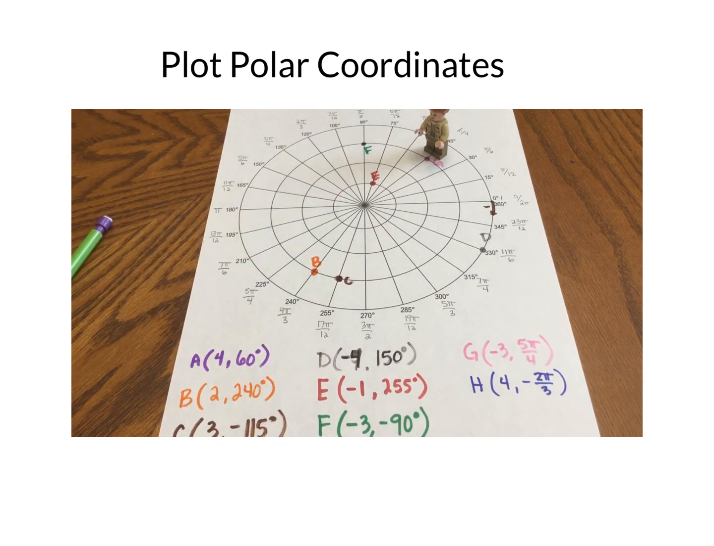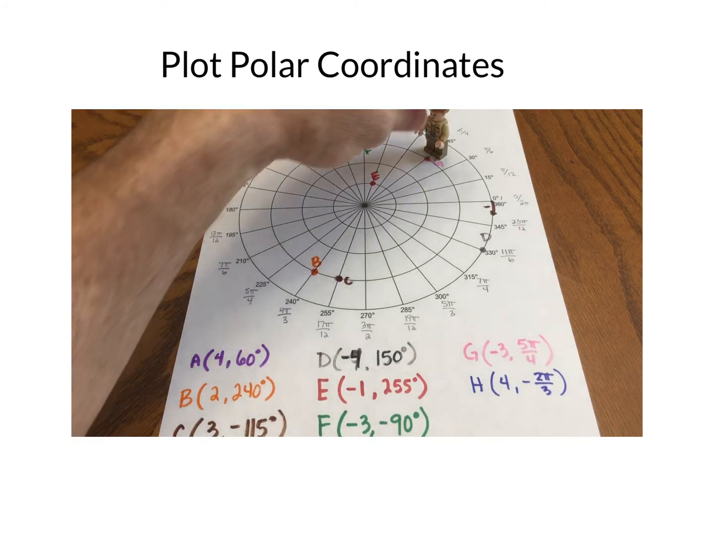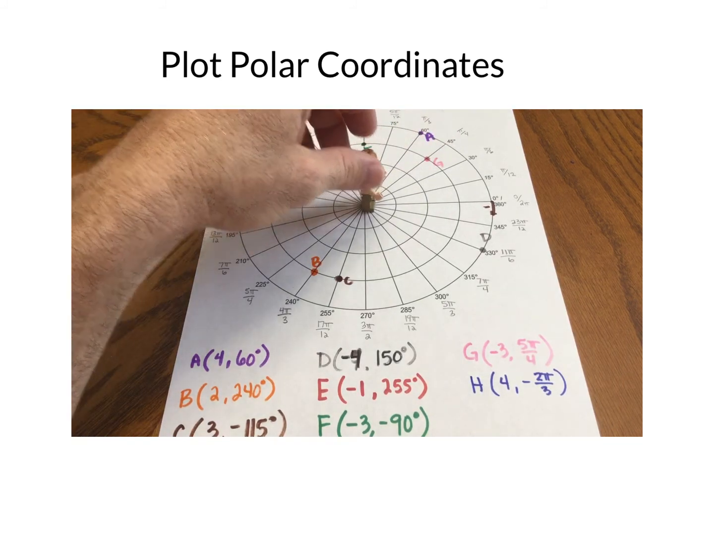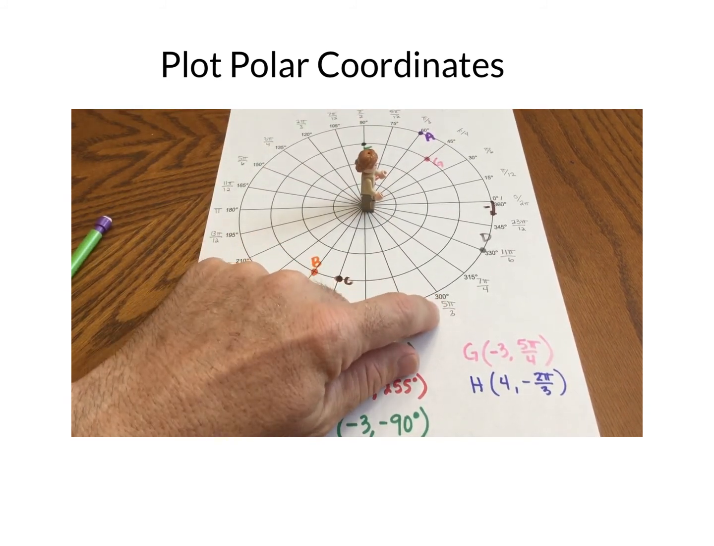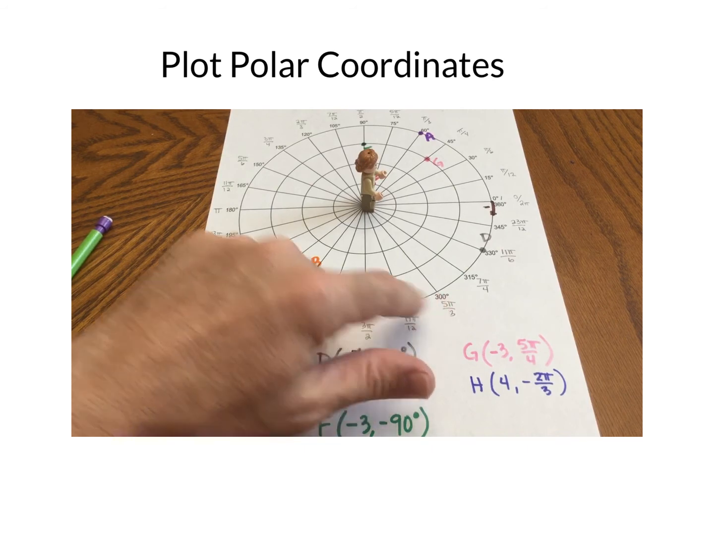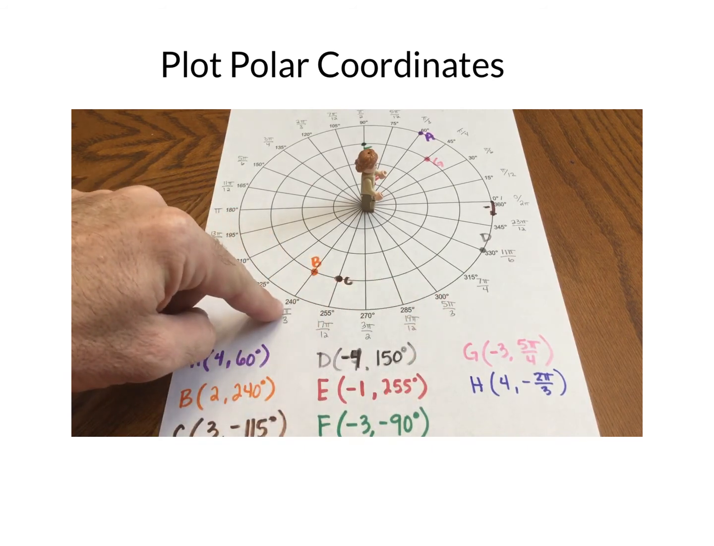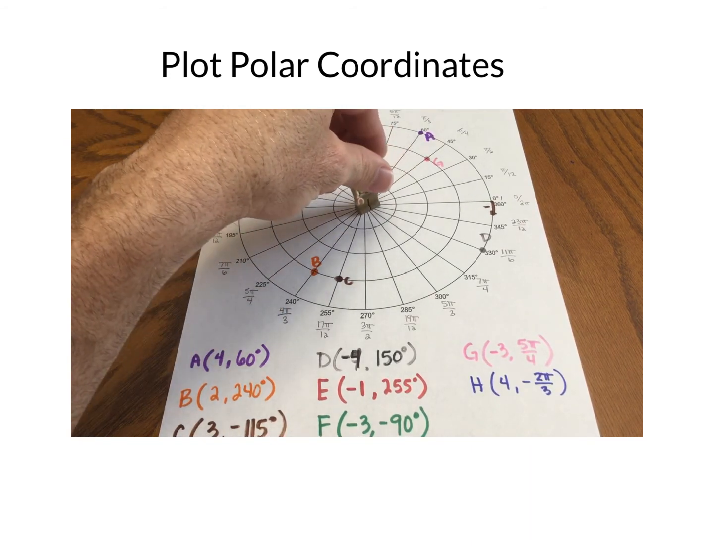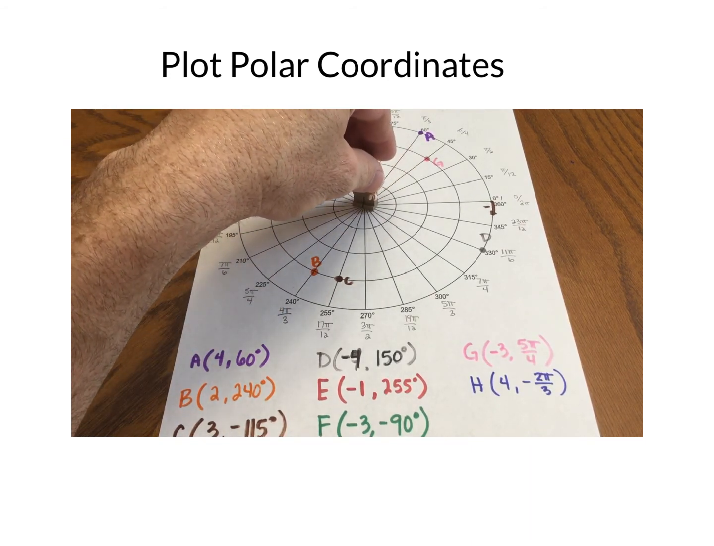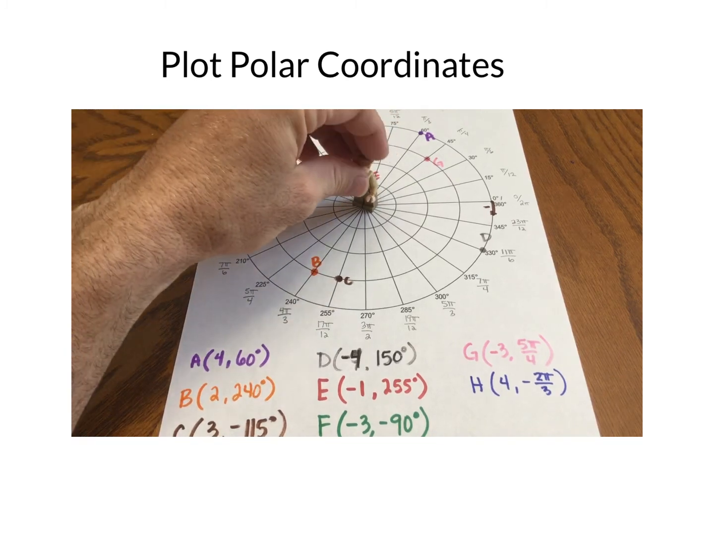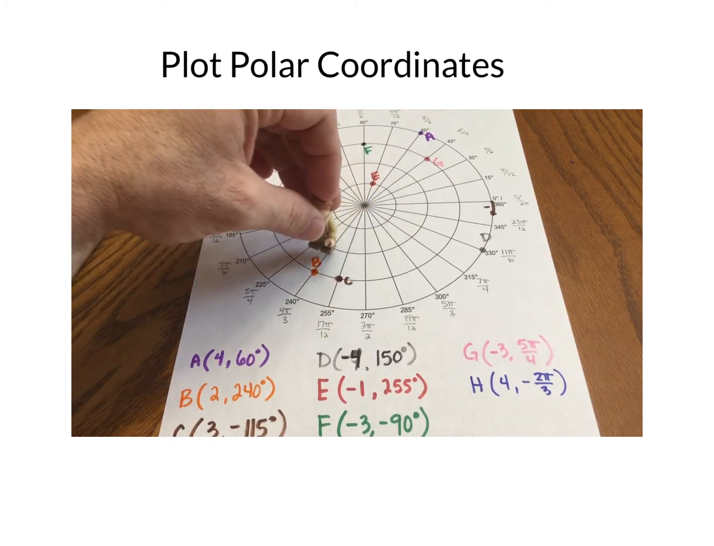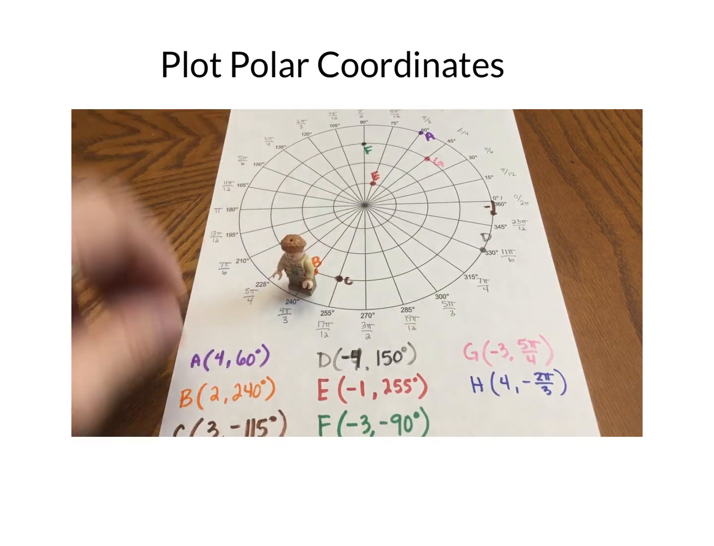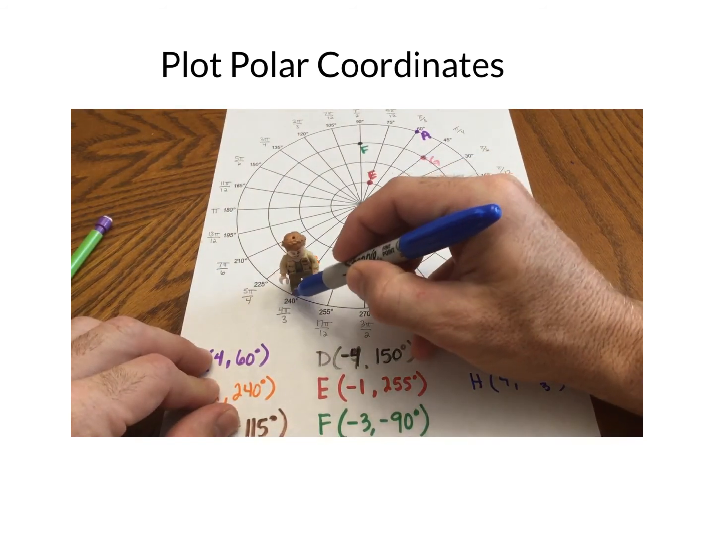And then my last one is H. So negative 2 pi over 3. So remember, this is 5 pi over 3 is negative 1. And then here, this is negative 2 pi over 3. Okay, so I'm going to turn in this direction to the 240 mark. And then I'm going to go 4 units towards it. So 1, 2, 3, 4. Walking towards that mark. And here's where we're going to put H.